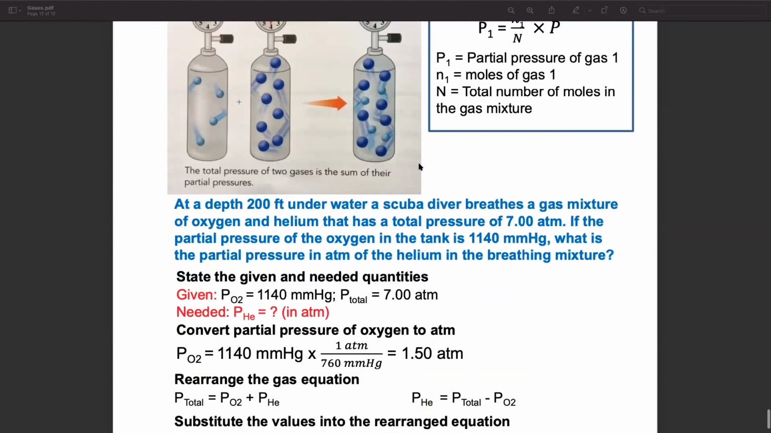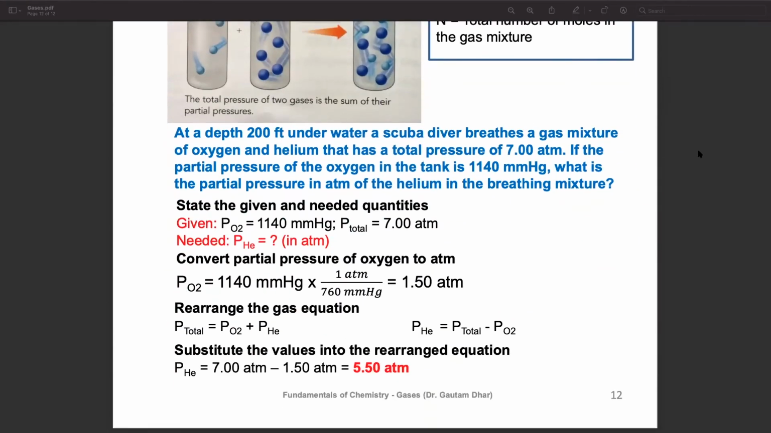Simple kind of question. So let's say that at a depth of 200 feet underwater, a scuba diver breathes a gas mixture of oxygen and helium. So there's a mixture of gases there that has a total pressure of 7 atm. That is our total P. Okay, so let's say PT, P total.